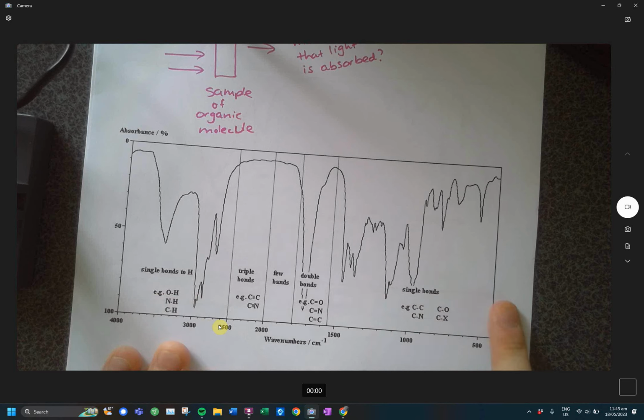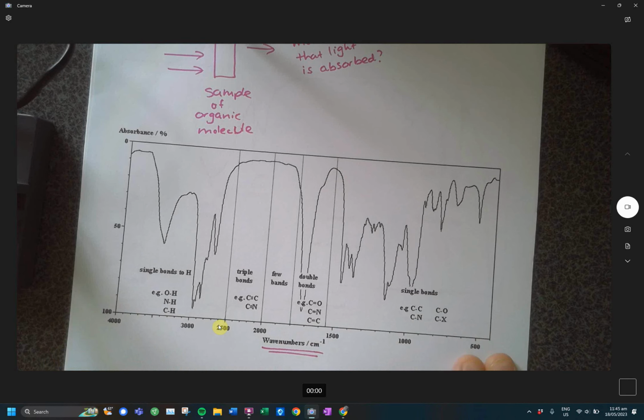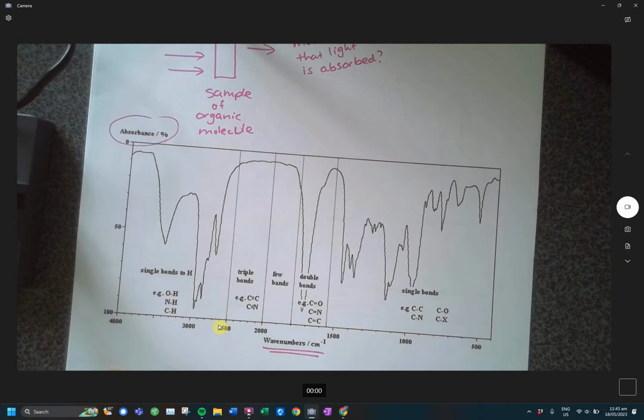So this is our data output from that. You can see on the bottom here, it has the wavelengths. So these are the range of wavelength sizes that we test. These ones are the very short ones. These ones are the very large ones. And then on this side here, we have the absorption. So we're seeing how much of that light is absorbed.